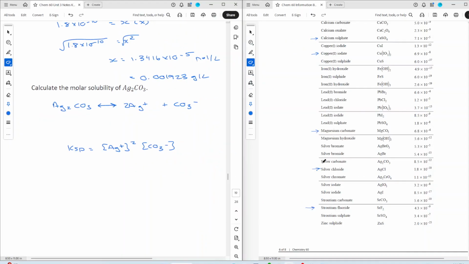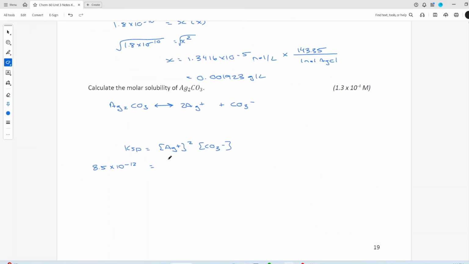So silver carbonate is 8.5 times 10 to the negative 12. And then we're going to figure out what to put in for silver and carbonate. So my molar ratio is going to be X to 2X to X. So in for silver, I'm going to put 2X, and that's going to get squared. And in for carbonate, I'm going to put an X.